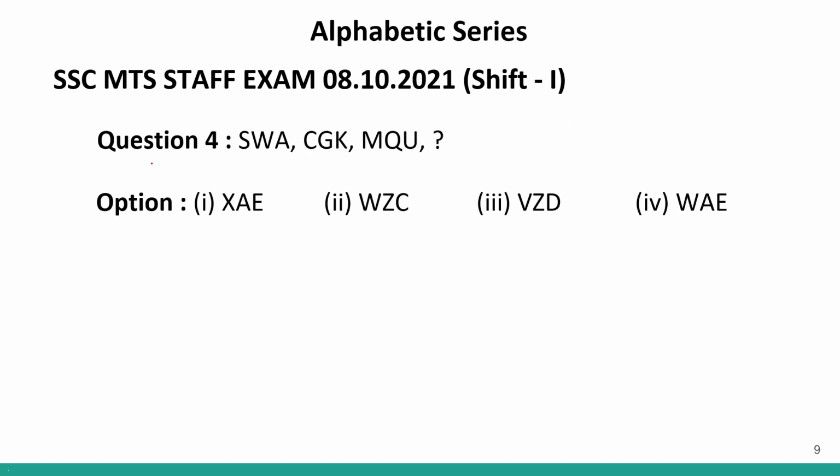Moving on to question number 4. So again, I am using the concept of forward ranks. S is how much? S is 19, C is 3 and M is 13. So if I go from S to C to M, this is 19, this is 3 and this is 13. So basically this is minus 16, correct? And from C, this is plus how much? Plus 10. This is minus 16 and plus 10. But I cannot find the pattern for the next one.